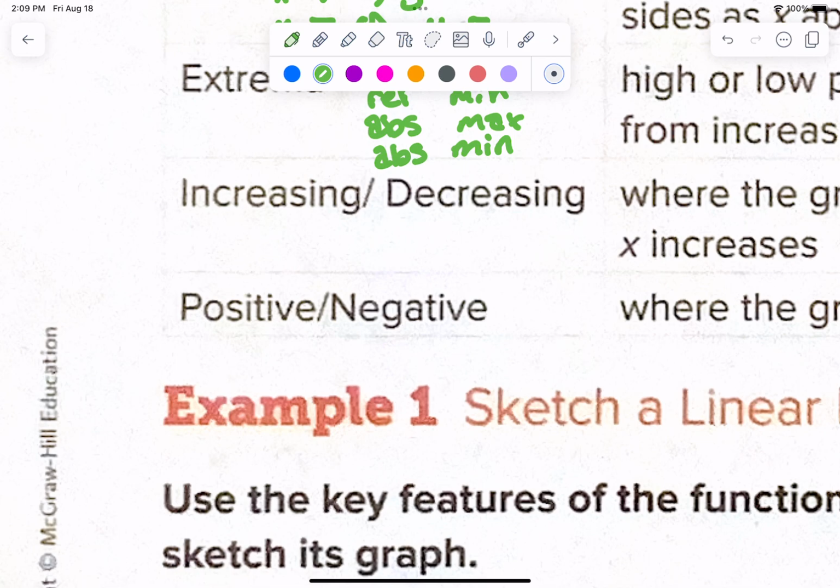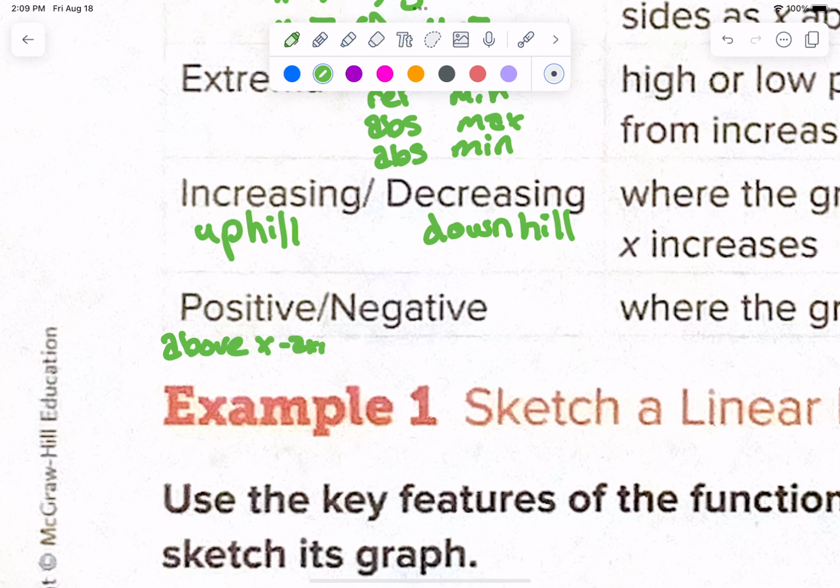Okay. Increasing means it's going uphill. Decreasing means it's going downhill. Okay, increasing uphill, decreasing downhill. Got it? Okay, positive means it's above the x-axis. Negative means below the x-axis. Okay, I'm going to draw some pictures.